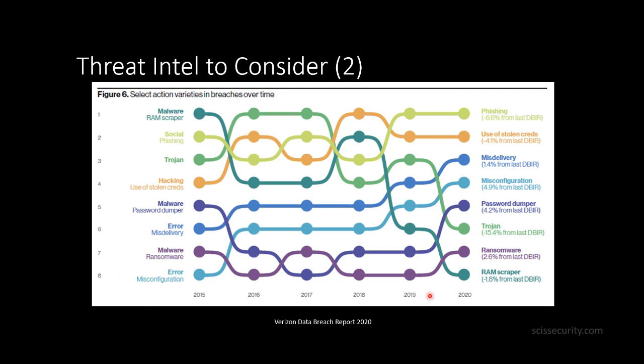And that has phishing still being among the top, and stolen credentials and misdelivery, misconfiguration being supporters of this, right? RAM scrapers are becoming less of an issue because you're looking at flat files, and ransomware is going back up in an uptick here over the last year.